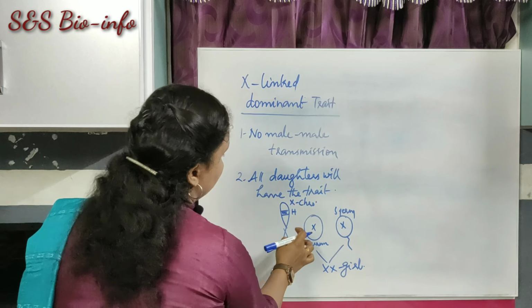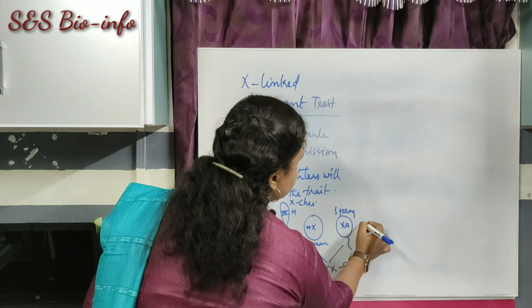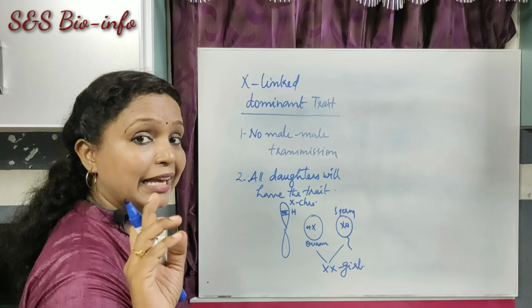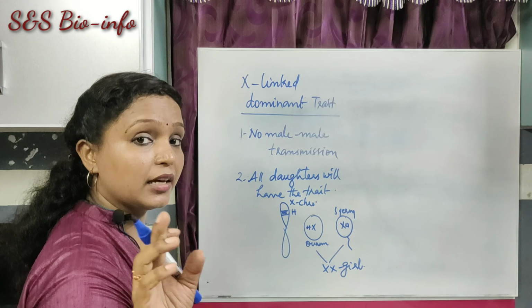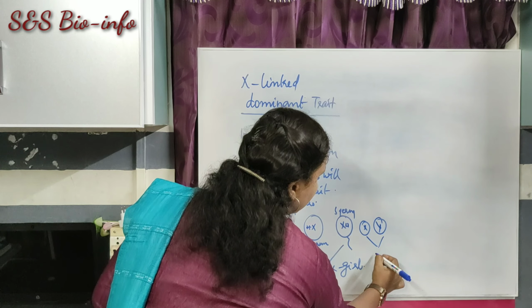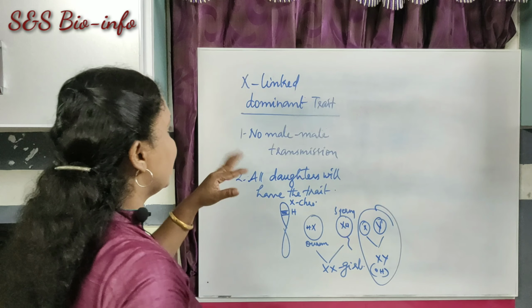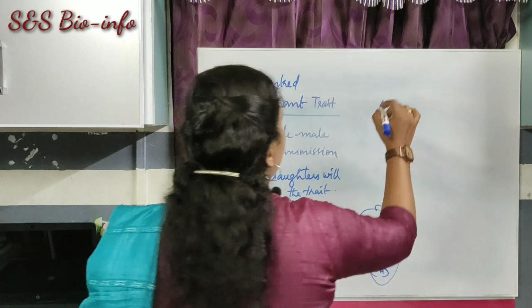No male to male transmission. Why? Because males are able to produce two types of sperms, X carrying and Y carrying. If a Y carrying sperm is fused with an X carrying ovum, the child will get only one X and Y. Then next one, X-linked recessive.